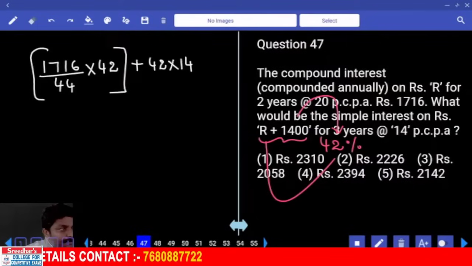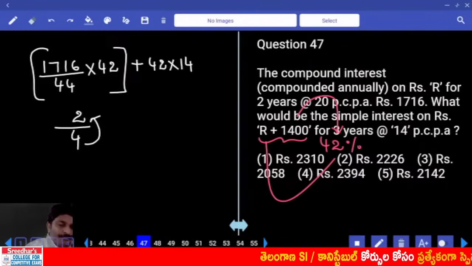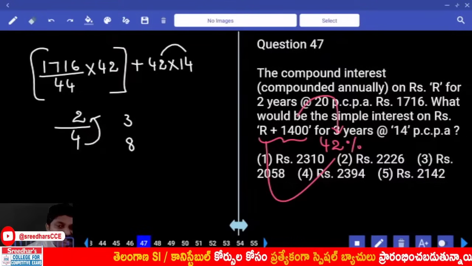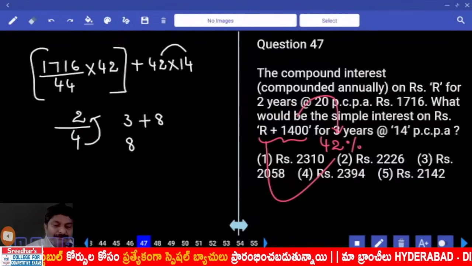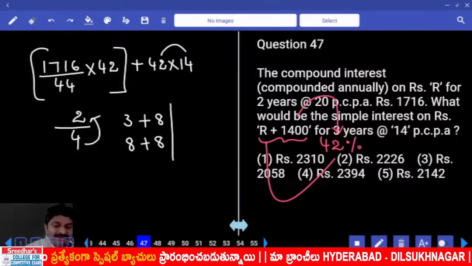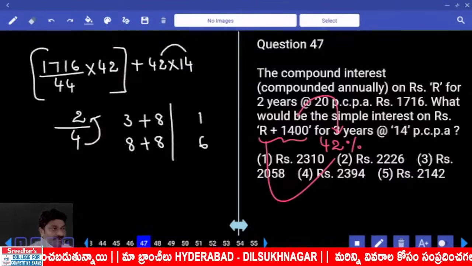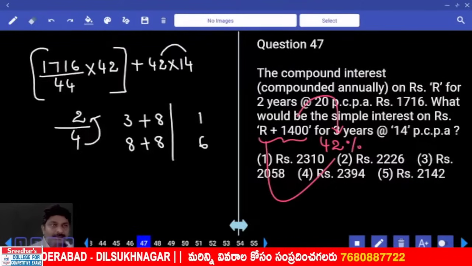Numerator ends with, denominator ends with 4 into which number ends with 2? Either 3 or 8. 2 possibilities are there, correct? So this number may end with 3 or may end with 8. Second number 42 into 14 ends with, so second number has only one possibility, that is 8. So our answer should end with either 1 or 6. How many options are there? Only one. Close it. Got it?